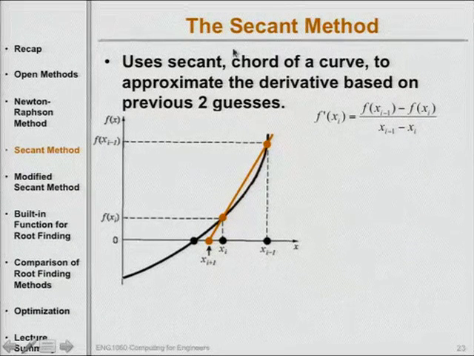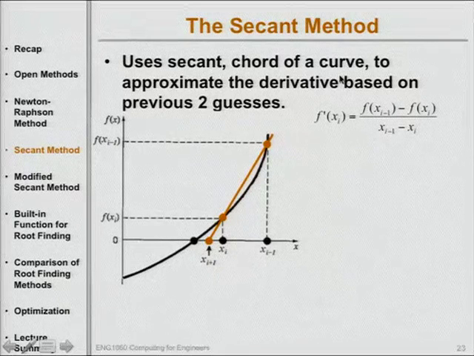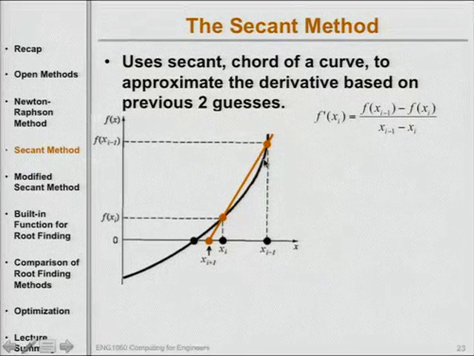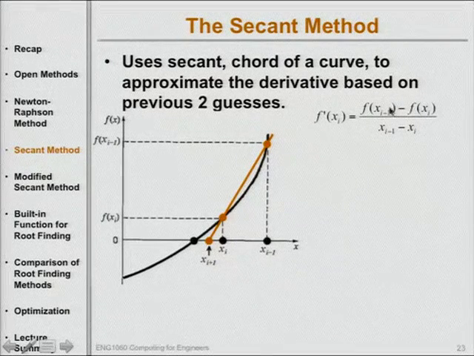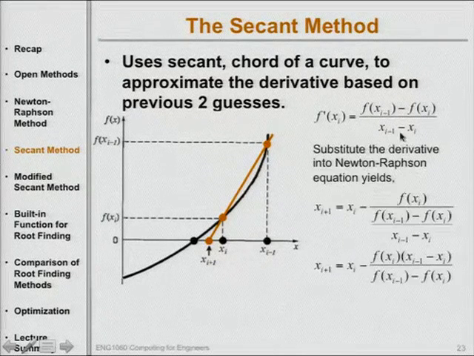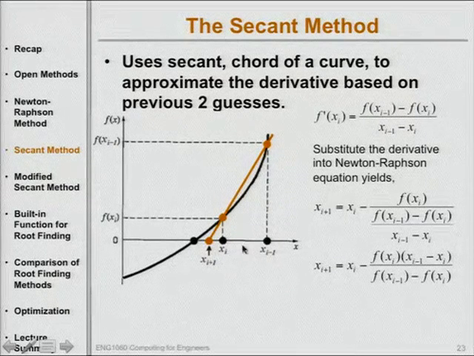Okay? But the secant method follows exactly the same logic as the Newton-Raphson method, except you need two starting points. That's the only difference. Okay? But they don't have to bracket the root. And in actual fact, if you look at the slope of this line between these two points, xi and xi minus 1, that's just the difference in function values divided by the difference in x values.